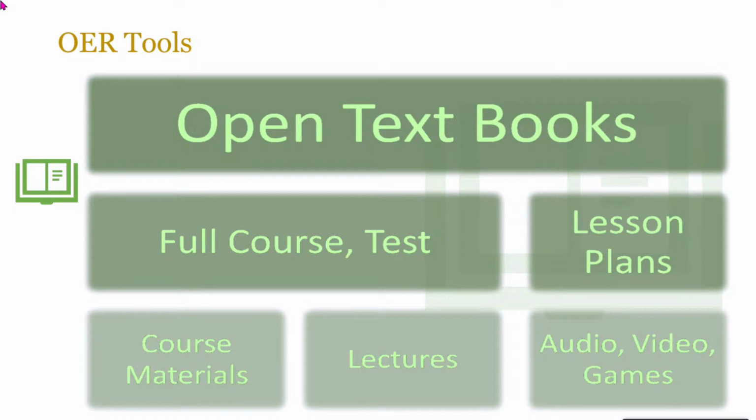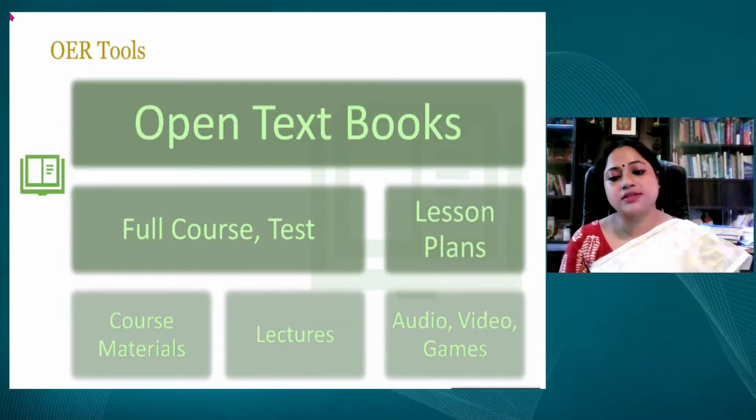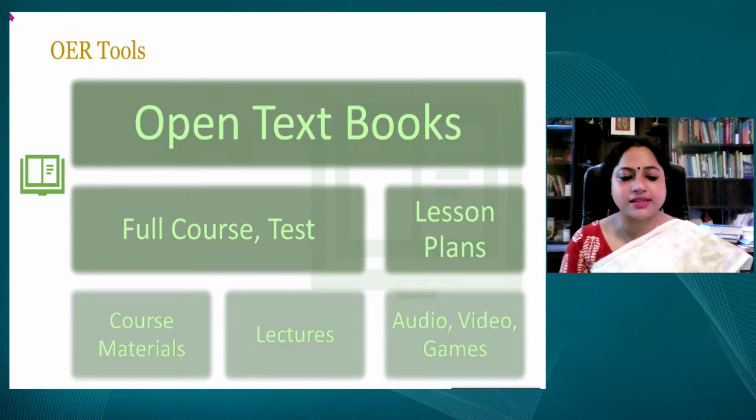Now, you can see that as OER tools, we have open textbooks, full courses, texts, any kind of test, question, lesson plan, course material, lectures, audio, video material, etc. But one thing I have to focus on: until and unless we have a proper and exact source of OER, searching for OER over the net or by using the internet will be like searching for a needle in a haystack. So let's start to identify first what OER are available in the academia.